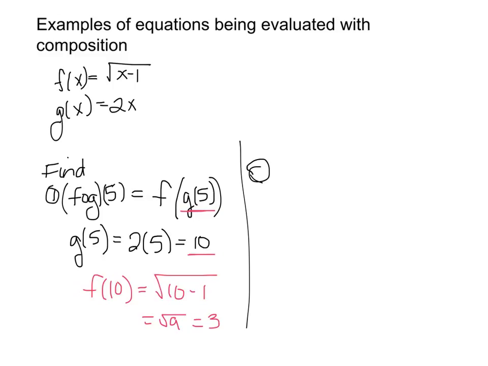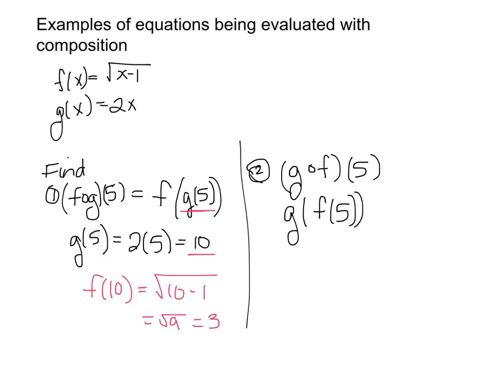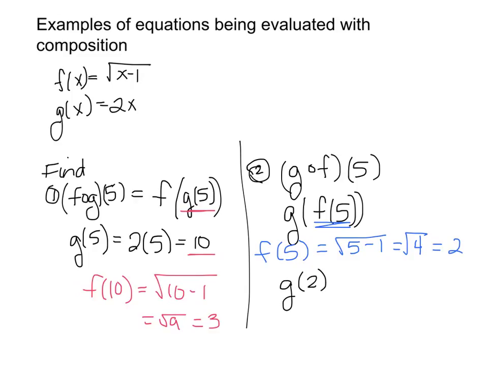Another one that I'd like for us to look at is, let's look at g composed with f of 5 and see what happens. So here we look at g and we evaluate that at f of 5. So to start this, we will look at f evaluated at 5 first. So we take the square root of the quantity 5 minus 1, which is the square root of 4, which we know is 2. So we're really looking at the function g evaluated at 2. So that's 2 times 2, or 4.